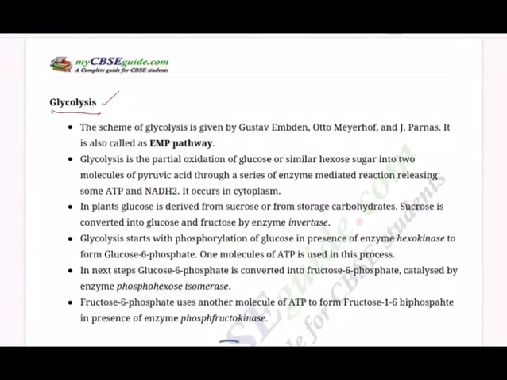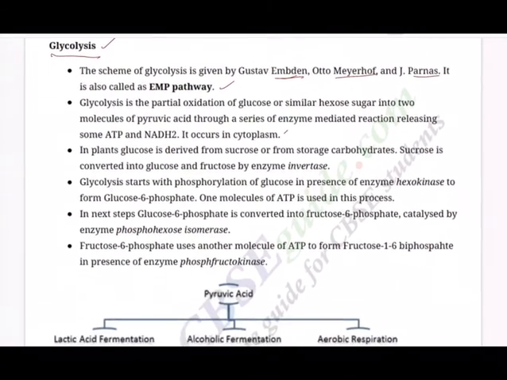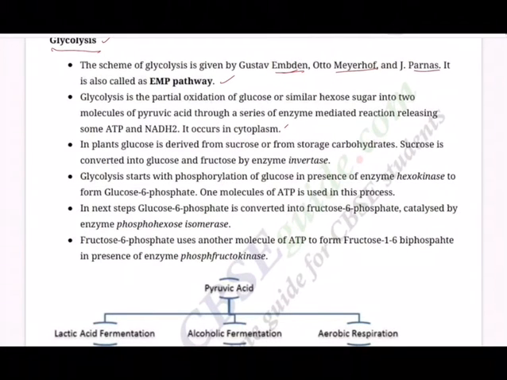The scheme of glycolysis is given by 3 scientists. It's called the EMP pathway, very famous as EMP pathway: Emden, Meyerhoff, Parnas, EMP. That is why it has become famous as the EMP pathway. Glycolysis is partial oxidation of glucose or similar hexose sugar into 2 molecules of pyruvic acid through a series of enzyme mediated reactions releasing some ATPs and NADH. It occurs in the cytoplasm. In plants, glucose is derived from sucrose or from storage carbohydrates.